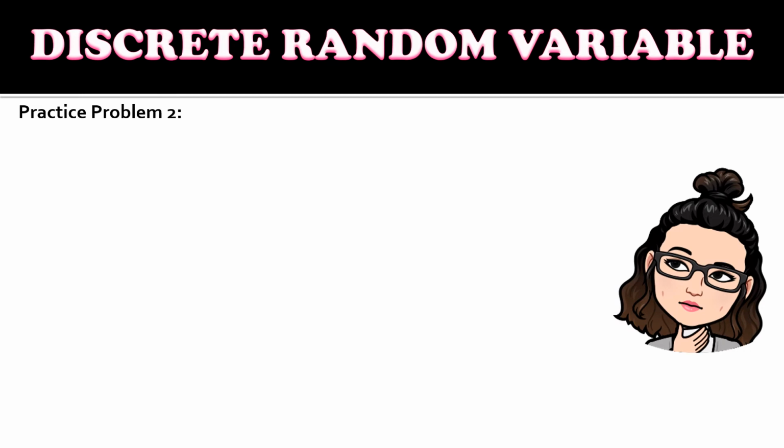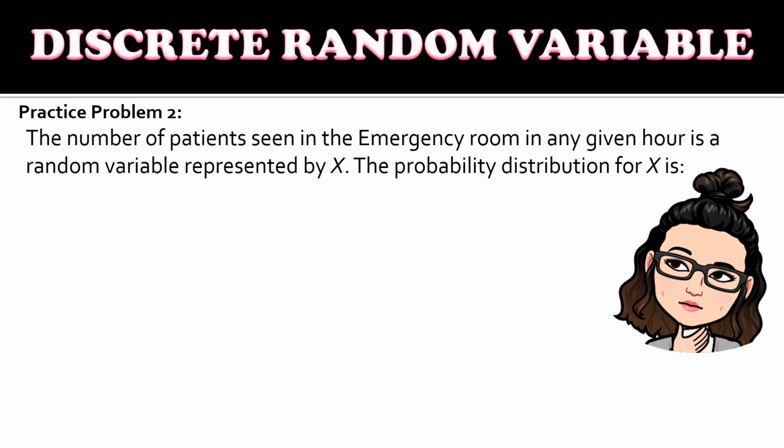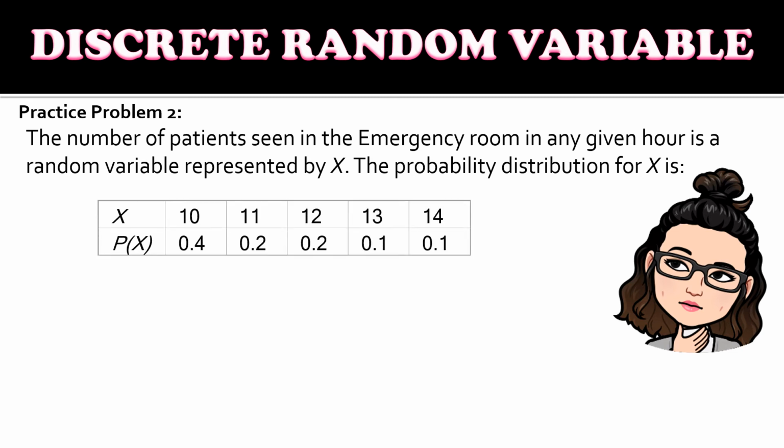So, practice problem number 2. The number of patients seen in the emergency room in any given hour is a random variable represented by x. The probability distribution for x is given in the table. We have x, the patients 10, 11, 12, 13, and 14, and then the probability of those patients arriving. For 10 it is 0.4, 11 is 0.2, 12 is 0.2, 13 is 0.1, and 14 is 0.1. If you notice, adding all the probabilities gives 1.